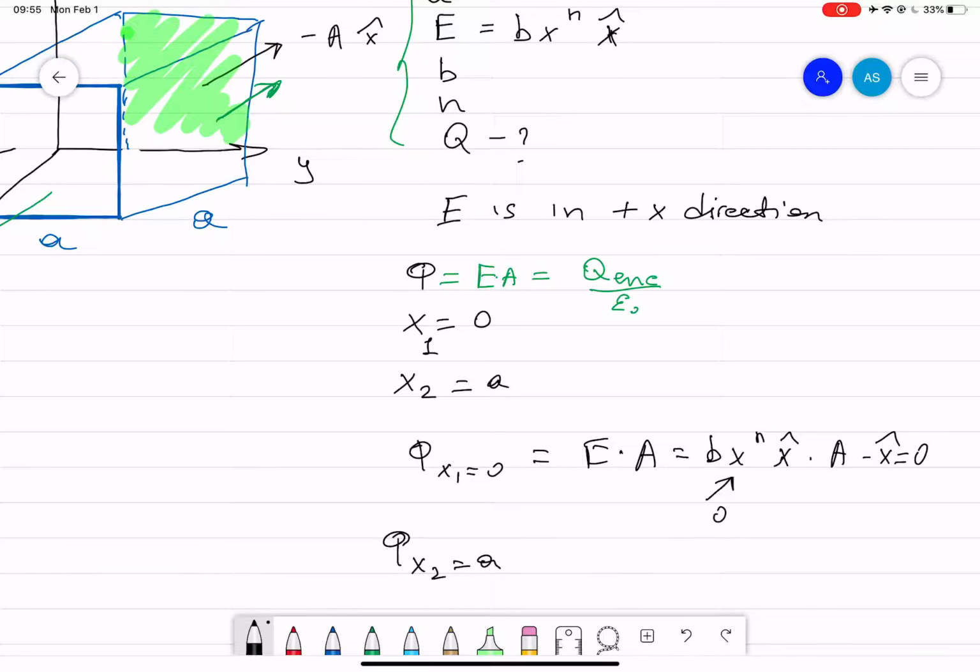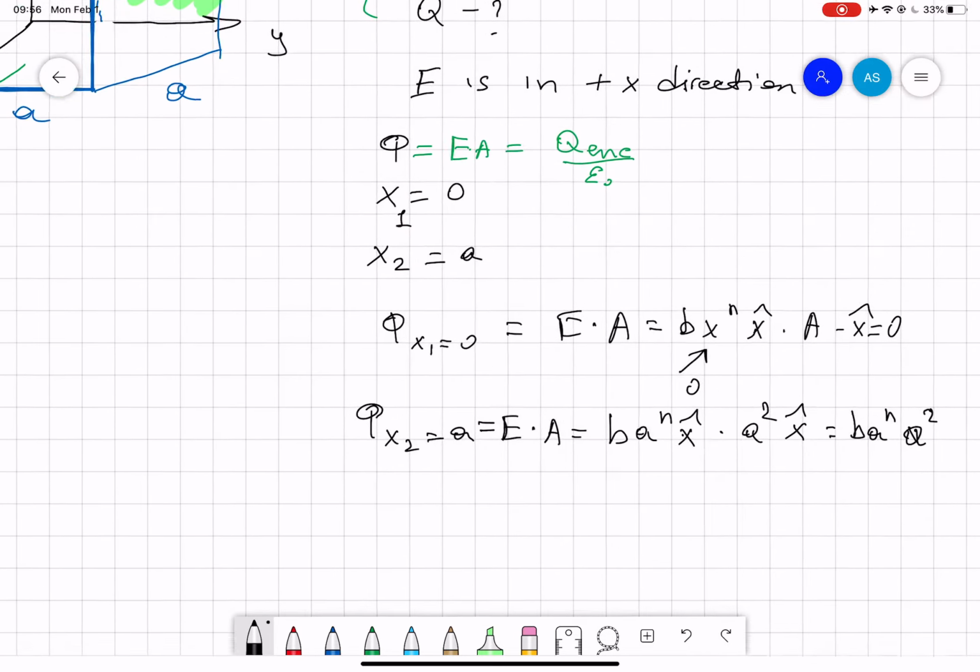Now let's calculate the electric flux when x is equal to a. In that case, again, E dot A is equal to B, and since x is equal to a, a to the power of n, x vector, multiplied by the area, which is a squared, positive x vector. Multiplying them, you will get B a to the power of n and a squared.